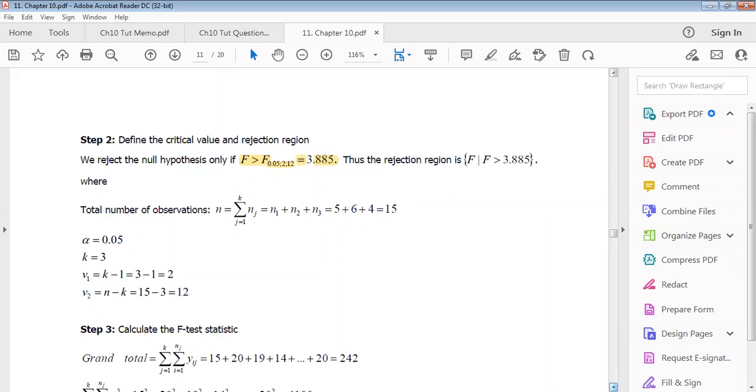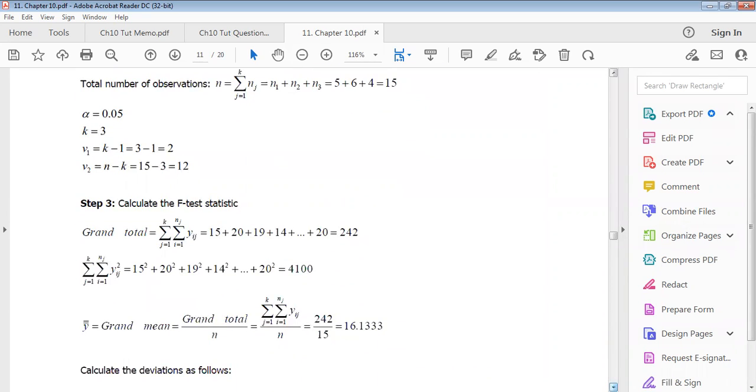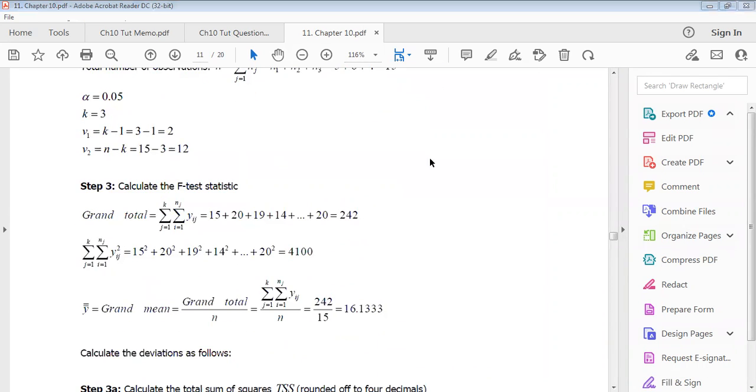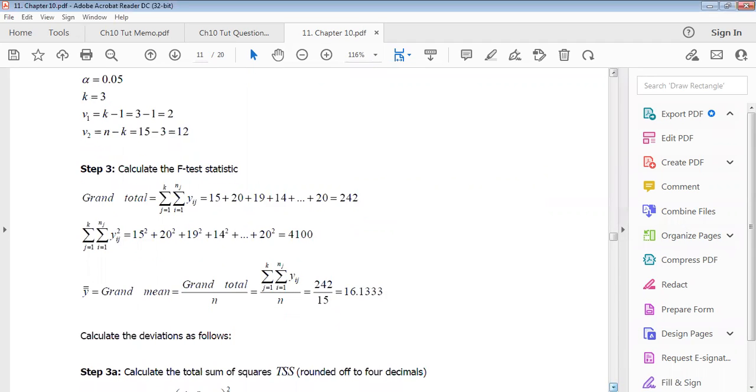Okay, let's continue. So step three is to calculate the F test. For you to calculate the F test, you need to find what is called the grand mean.